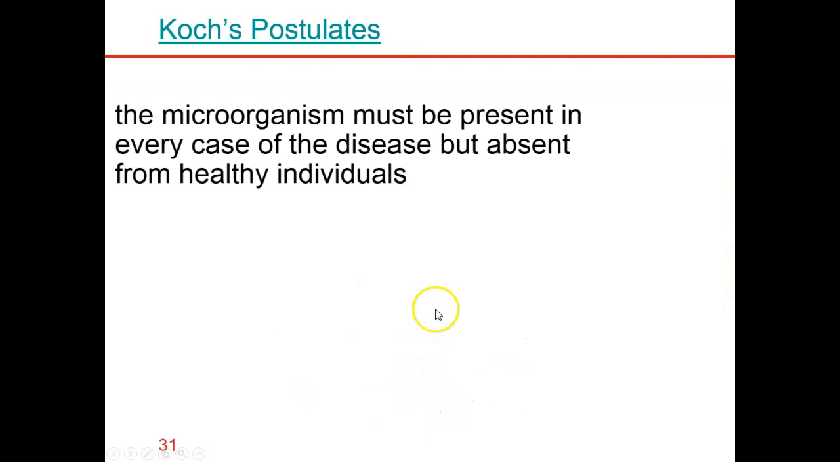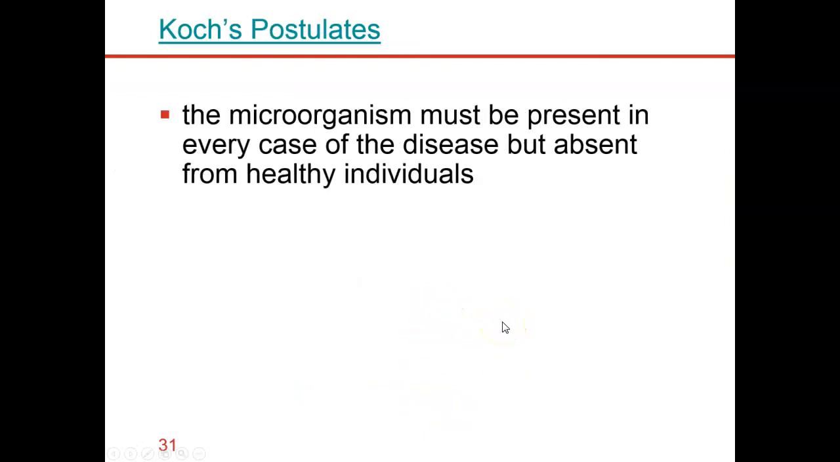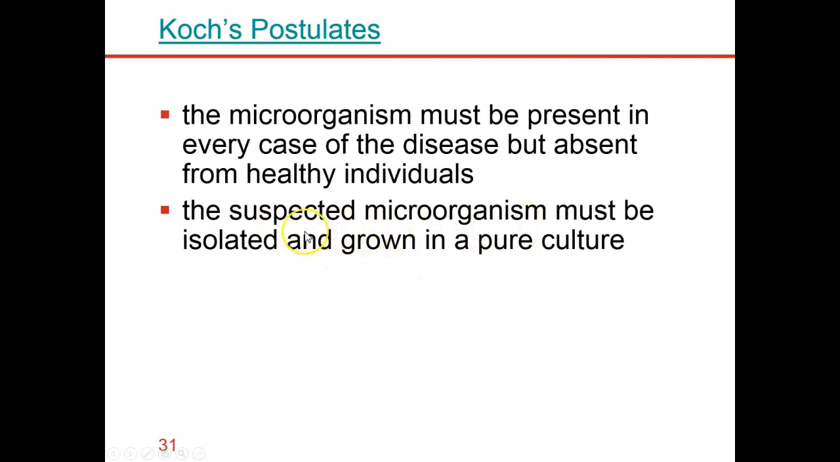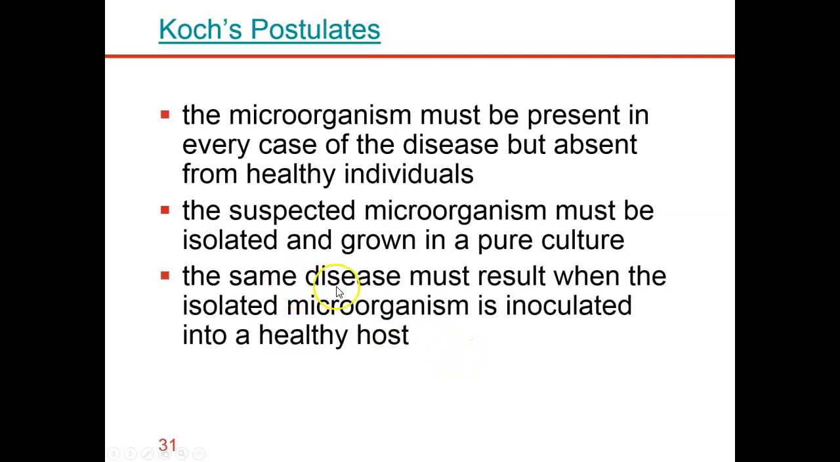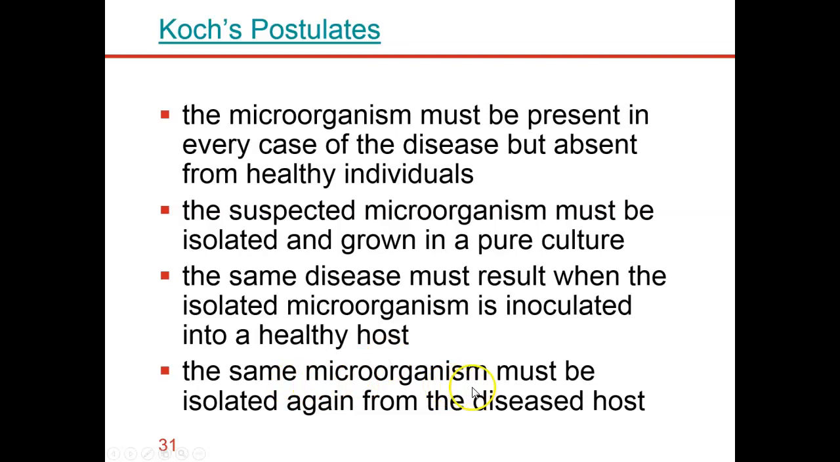So here are the postulates. There are 4 postulates, and if all 4 postulates are met, then we know the causative agent of a disease. So in any disease, the microorganism that causes the disease must be present, but it must be absent in healthy individuals. That microbe must be able to be isolated and grown in a pure culture. That same disease must result if the isolated microbe is inoculated into a healthy host. And the same microbe must again be isolated from the newly diseased host.